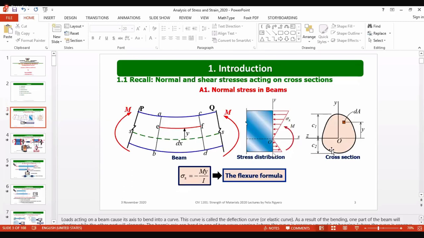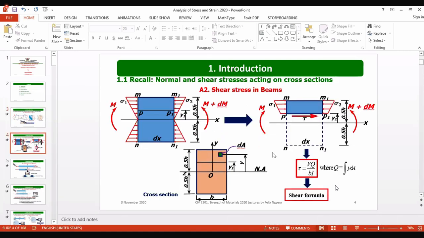So we saw how we derived the formula, which we call the flexure formula, given by sigma x equals negative My over I, M being the bending moment. So this is for normal stresses in beams. By now, I hope you haven't forgotten how to compute normal stresses in beams. And then we also went ahead to look at how to compute shear stresses in beams.